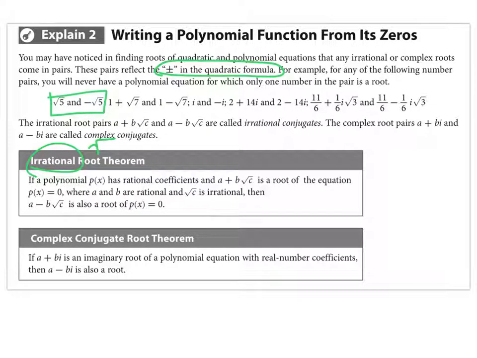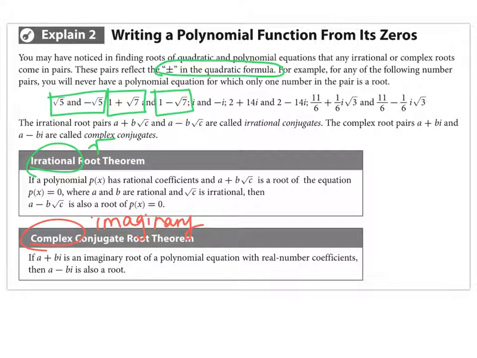Positive square root of 5, negative square root of 5. 1 plus square root of 7, 1 minus square root of 7. All right, those are all examples of conjugate pairs for irrational roots. We also know that these same conjugate pairs happen for complex or imaginary roots. And they give us some examples there too.